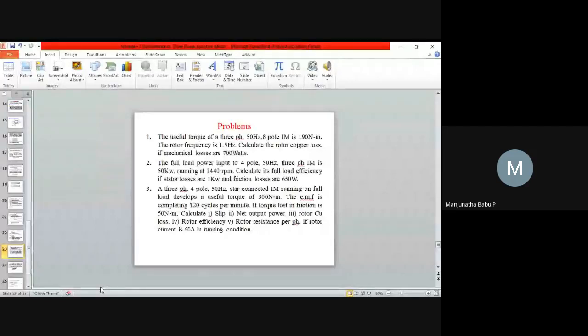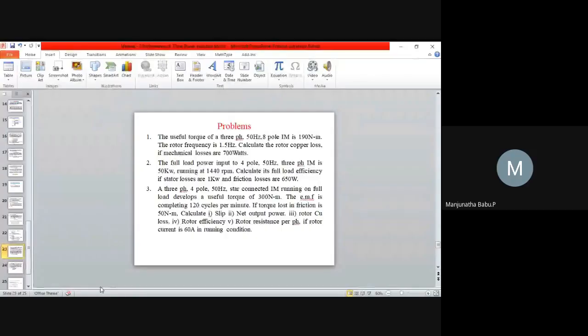45.238 kilowatts. That is the net output power. Now we have to find the rotor copper loss. So either we have to know what is P2, the rotor input, or we have to know what is PM, the mechanical power. So find what is the friction loss.